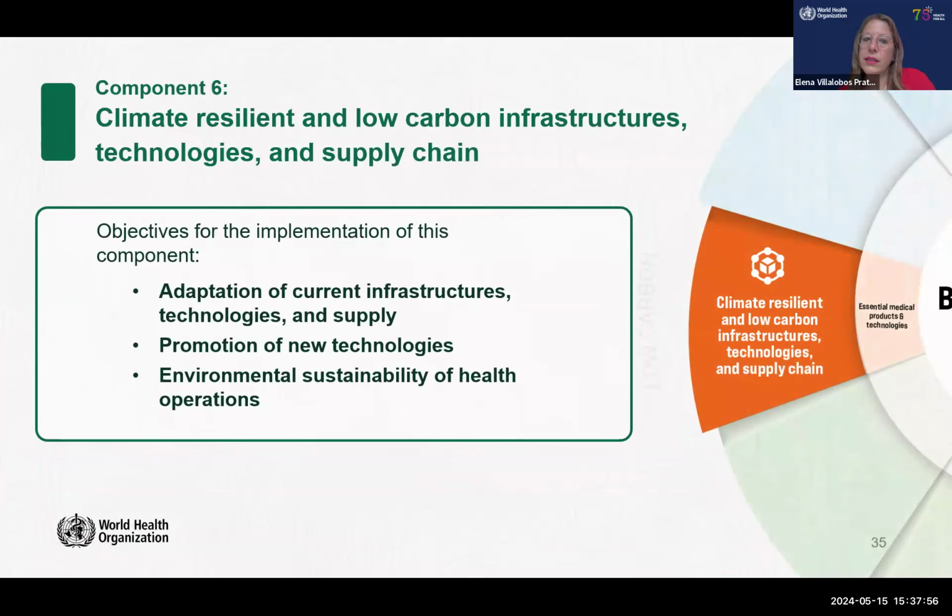Component 6, related to infrastructure, technologies, and supply chain. It is about changing and adapting current infrastructure, technologies, and supply chains, but it's also about promoting new technologies like telemedicine, and also about promoting environmental sustainability practices in health system operations. Next slide, please.